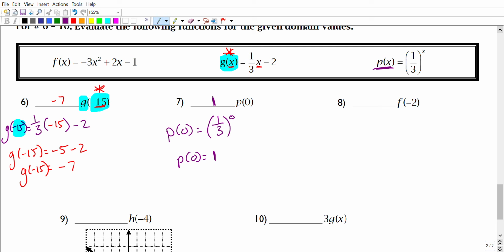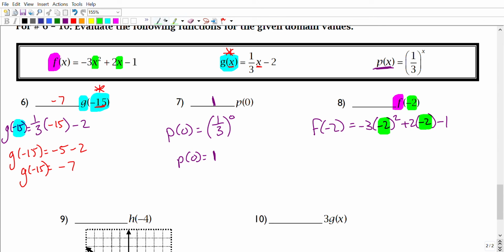Alright guys, let's go ahead and do number 8. Again, notice right here, this is the function f. So I'm going to have to use function f over here. Alright, so what do I have? I have f of negative 2. That means anywhere I see an x, I'm going to substitute it with negative 2. Notice every time I saw an x in the function f, I substituted it now with negative 2 because that's exactly what it was asking for.